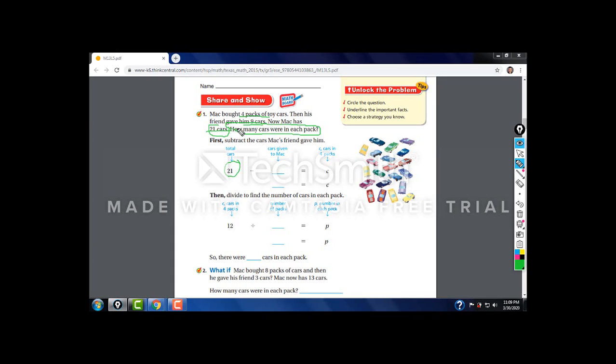Cars given to Mac. How many cars were given? Then his friend gave him 9. His friend gave him 9 cars. Now Mac has 21 cars. Cars given to Mac. So 21 minus 9.